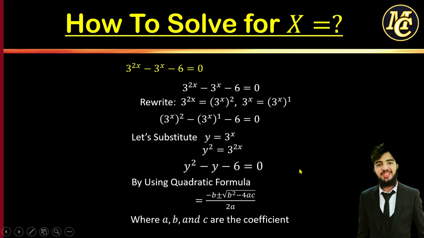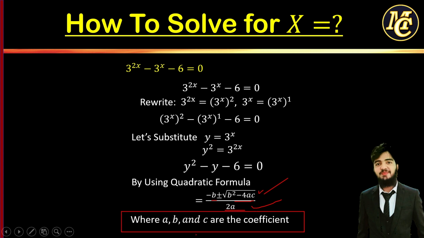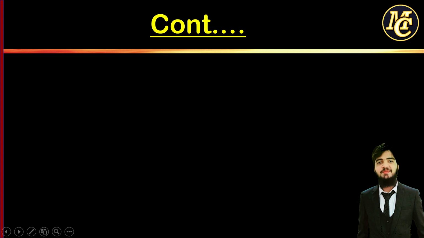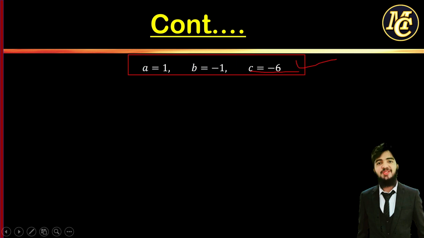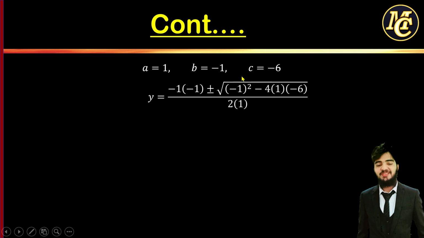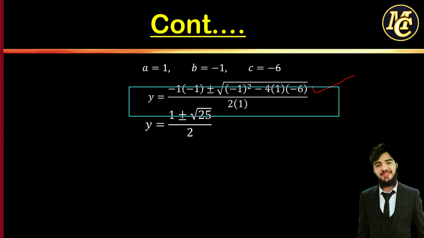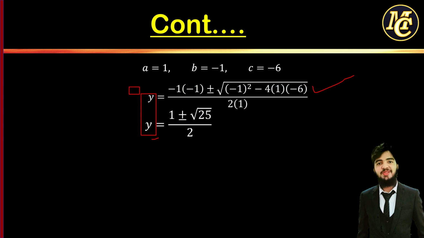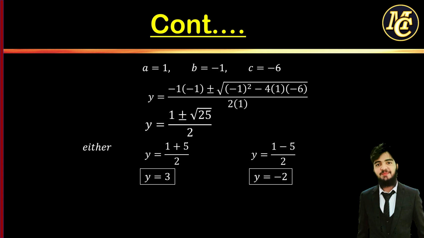The quadratic formula is minus b plus or minus the square root of b squared minus 4ac, whole over 2a, where a, b and c are the coefficients of the quadratic equation. In this case, a is equal to 1, b is equal to minus 1 and c is equal to minus 6. Now we can substitute these values into the quadratic formula and we get two solutions for y. y is equal to 3 and y is equal to minus 2.